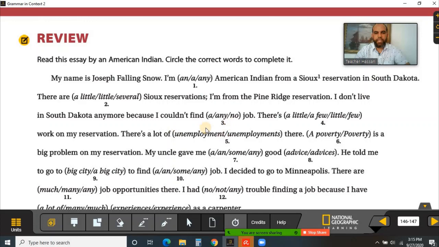So the correct answer is unemployment. It doesn't take an s, this one without s. There is a lot of unemployment. Number 6, poverty or a poverty. Is a big problem on my reservation.